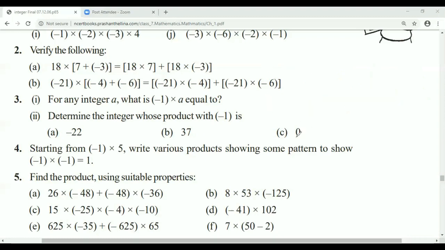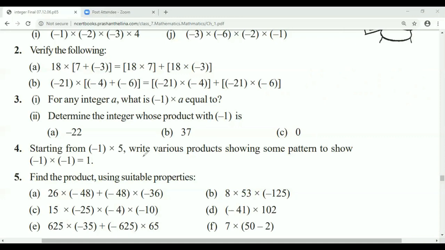Question C: what is the number to be multiplied with negative 1 to get a product of 0? To get a product of 0, whatever the number is, we can multiply it with 0 and we will get a product of 0. So the answer is 0.